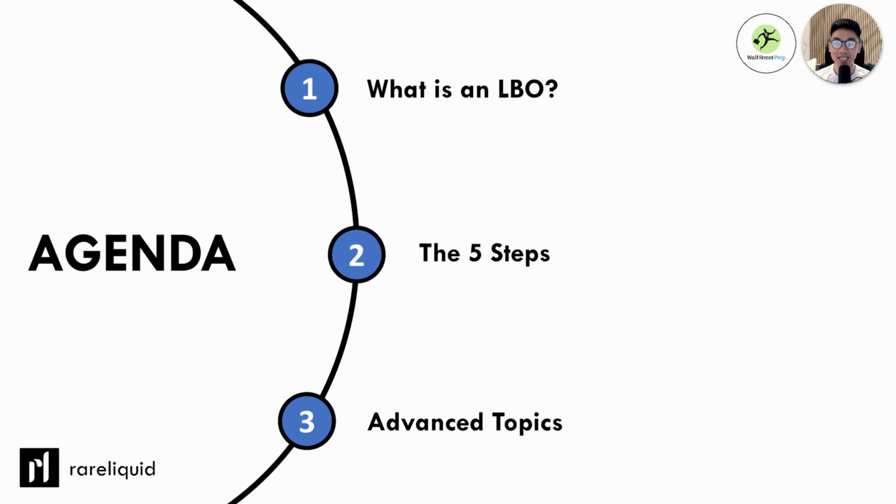Going into today's agenda real quick, first I'm going to be going over what an LBO is at a high level. Then I'm going to be going over the 5 steps of how to build an LBO, and we're going to be jumping from this PowerPoint to an Excel model which you can download for free down in the description below. And so it'll be a lot of theory meets practice. And by the end of this video, you should be able to build out your own LBO. And I'll leave a link to the model down in the description below. You can download it for free.